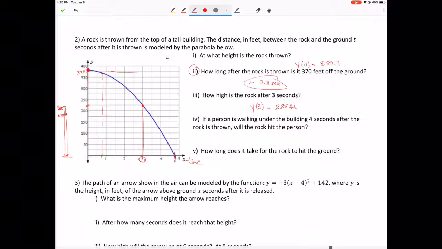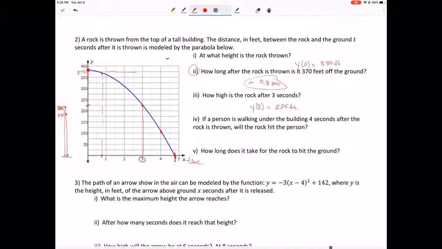Okay? If a person is walking underneath the building 6 seconds after the rock is thrown, will the rock hit the person? Okay, so at 6, it's about right here. All right. And you could say at that exact time, the height is about 100 feet. Okay, maybe a little bit more. So at that exact second, at 6 seconds, would it hit a person?